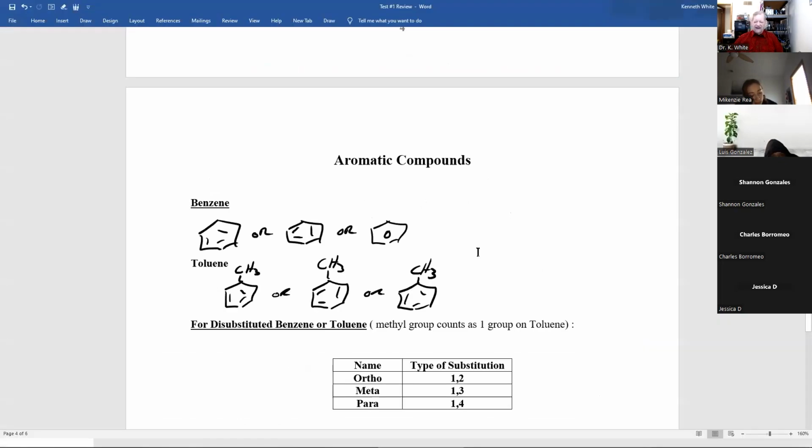Speaking about aromatic compounds, we talked about benzene. Benzene is an aromatic compound, a 6-membered ring that can be thought of as 3 conjugated double bonds, alternating single, double, single, double, single, double. And there are 2 ways of writing that, or you can do the conjugated pi electrons with a circle. When you have a methyl group on there, that's toluene. Now, let's look at something very important.